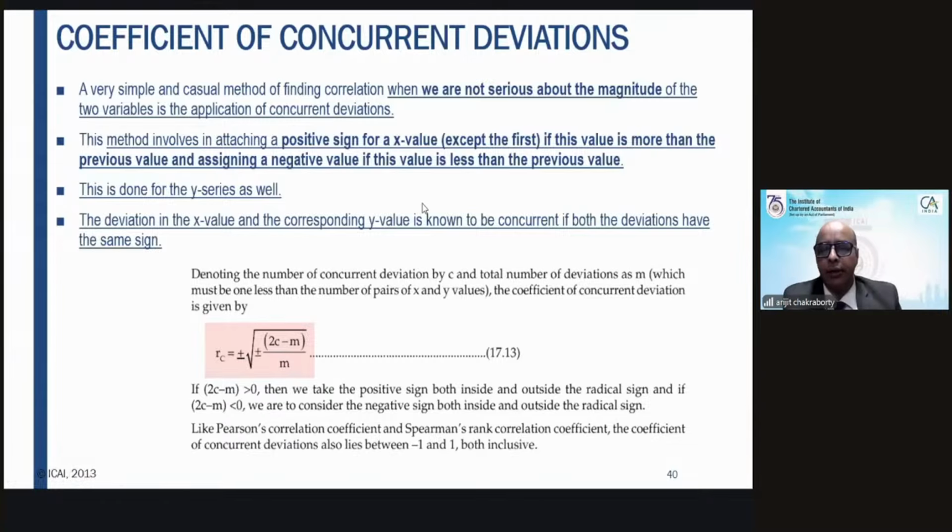The formula, if you see on the lower part of the slide, is plus minus square root of plus minus (2C minus m) by m, where C denotes the degree of concurrent deviation. Concurrent deviation means, concurrent means what? Together. If you concur, C-O-N-C-U-R, that is the spelling. Concur means, if I say, are you able to concur with my idea? That means, are you following my idea? Are you having the same mentality? Are you having the same opinion? Concurrent means concurrent lines, concurrent angles, you know.